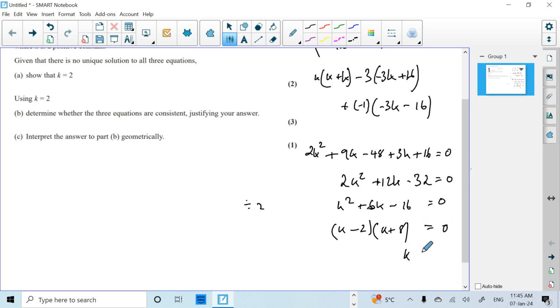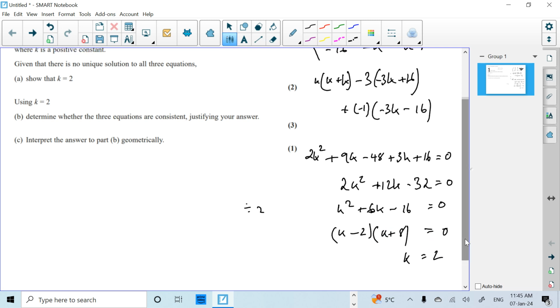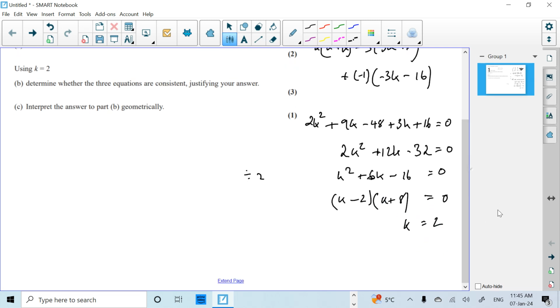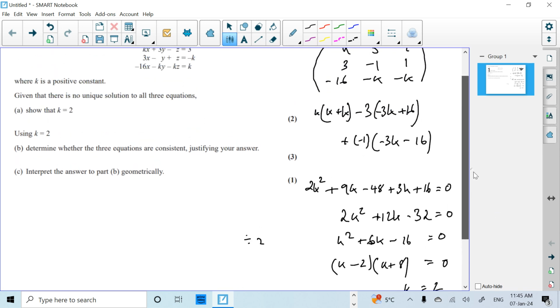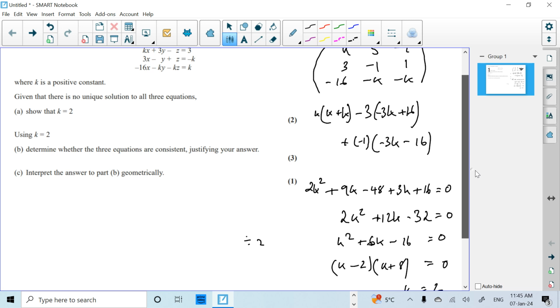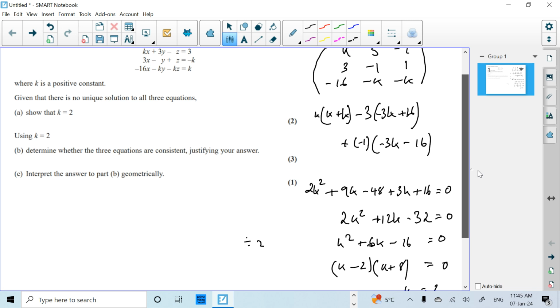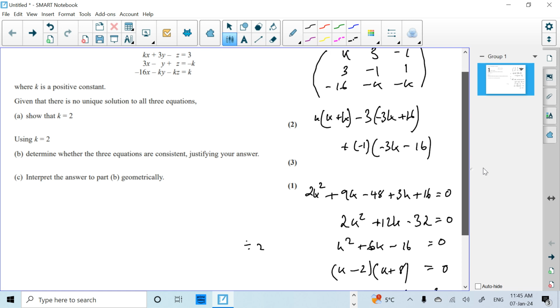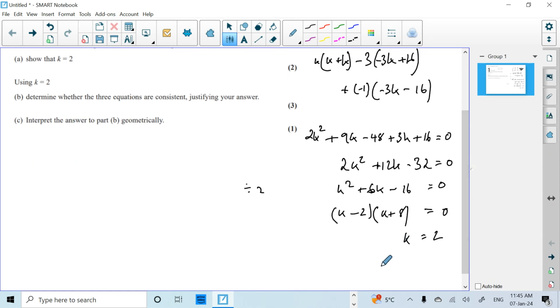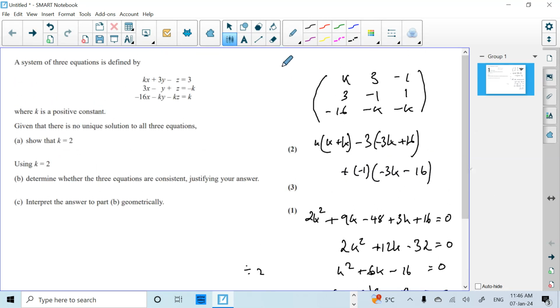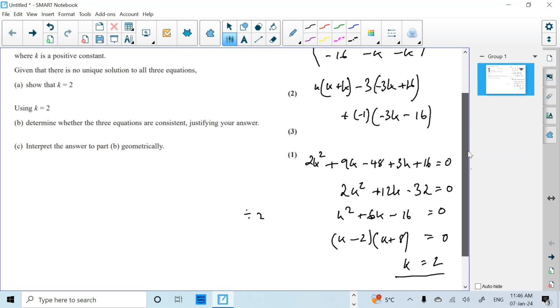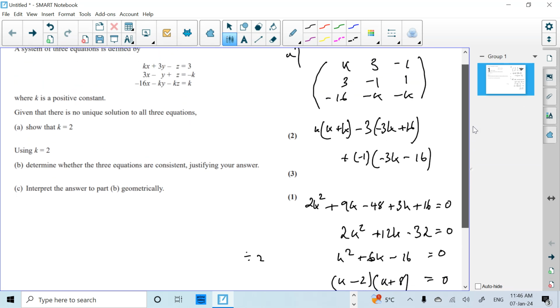And I've shown that k is equal to 2. We're going to ignore the k is equal to minus 8 because it does say in the question, show that k is equal to 2, and where k is a positive constant. So we don't want anything negative. So k is equal to 2, and that's the solution to part A. And I better write that down. So part A. Part B, it's saying determine, using k is equal to 2, so that means I'm going to substitute the value of k is equal to 2 now, in all three of the equations.